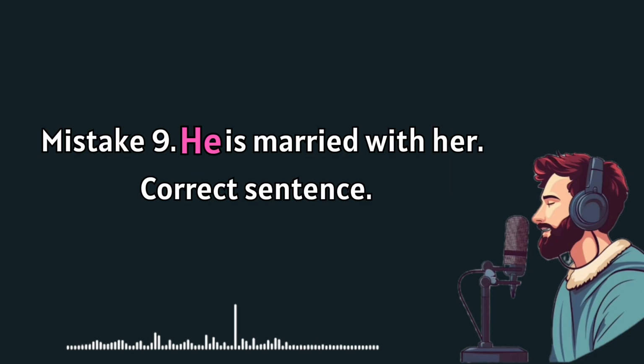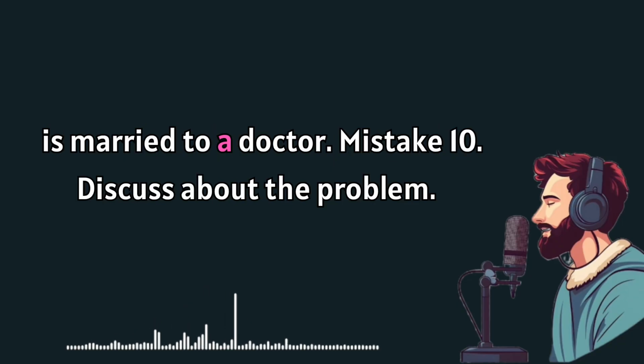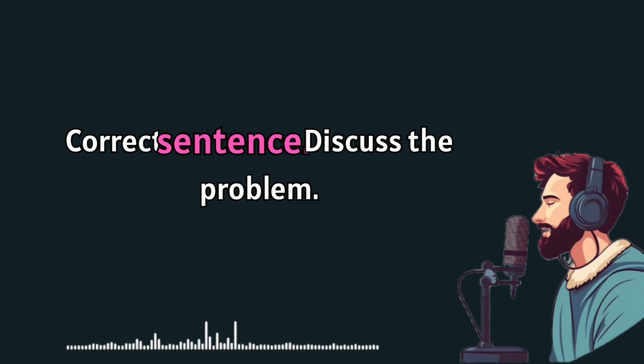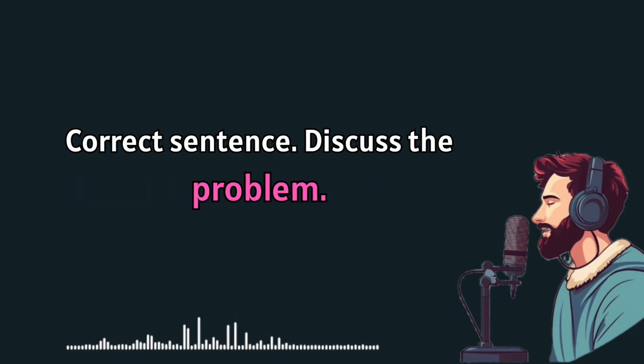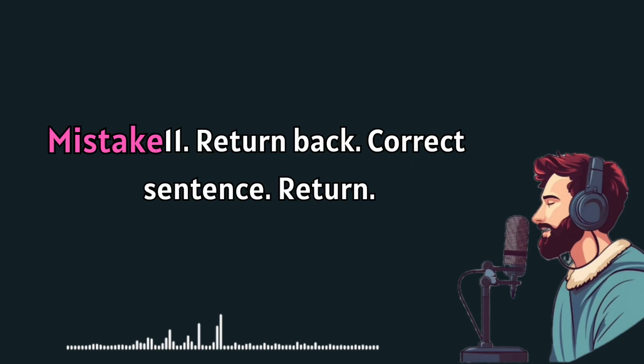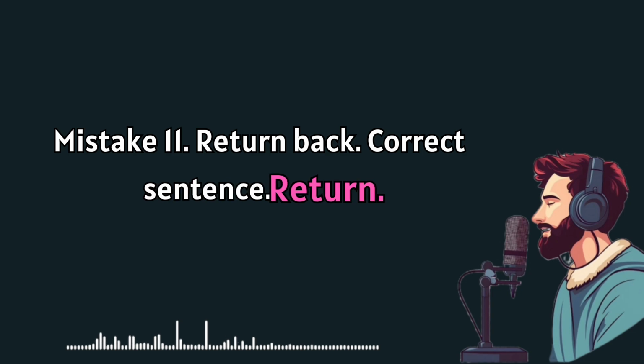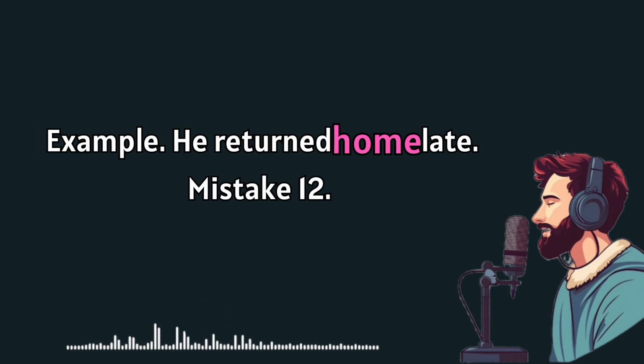Mistake 9. He is married with her. Correct sentence. He is married to her. Example. My cousin is married to a doctor. Mistake 10. Discuss about the problem. Correct sentence. Discuss the problem. Example. We discussed the plan yesterday. Mistake 11. Return back. Correct sentence. Return. Example. He returned home late.